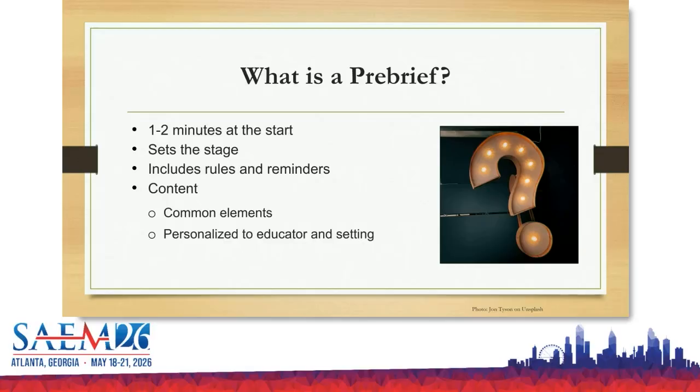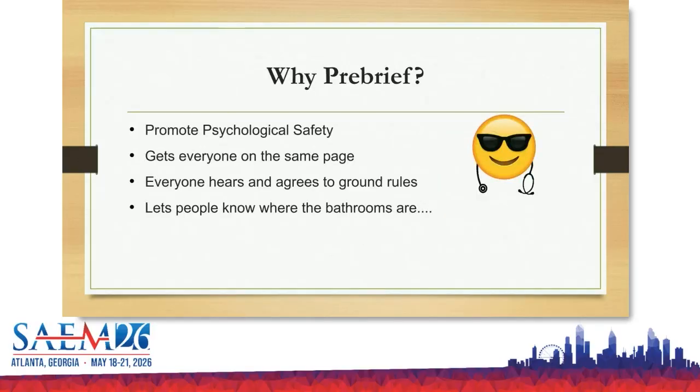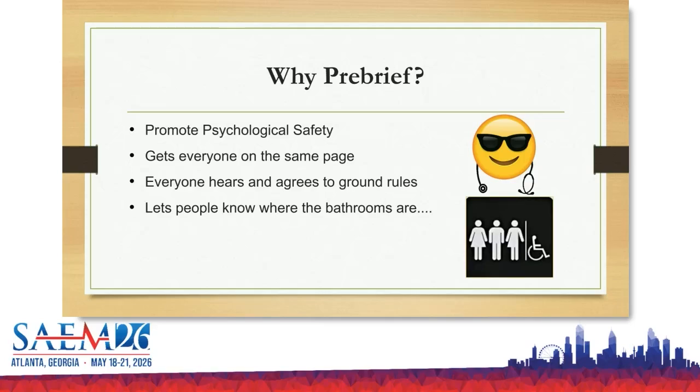It sets the stage, it includes rules and reminders. It's really a shared contract that everybody is learning together, and active learning. This is why we make you sit together, like you're going to be learning together. It gets everybody on the same page, gives them a bit of a contract on how to work together. It promotes that psychological safety. It also just tells people where the bathrooms are. Everybody's more comfortable when they know where the coffee and the bathrooms are, which is why I was in a panic this morning because there was no bathroom.